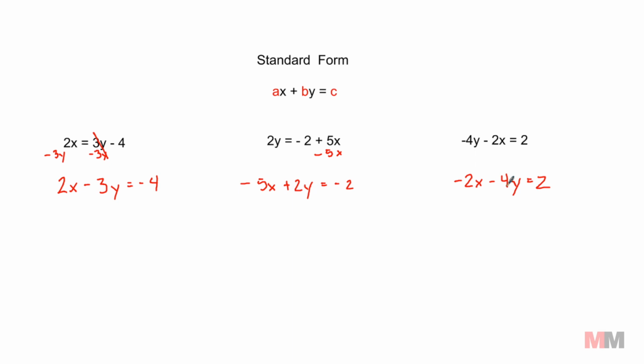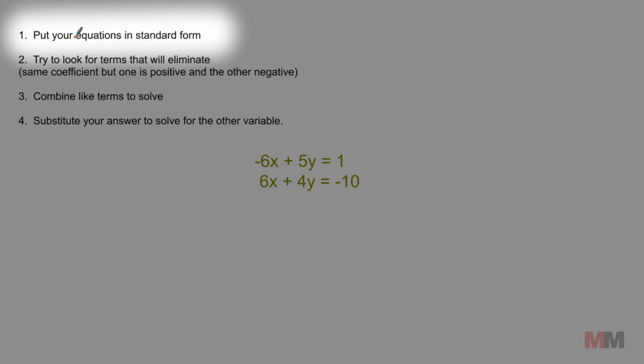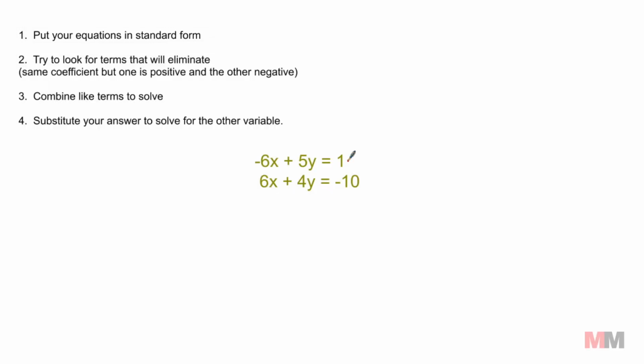So now that you know how to put that in standard form, let's apply it to elimination. On the top left, I showed you step by step how to solve this. So number one, and here's the checklist, put your equations in standard form. Put both equations in standard form. If you look at the first one, it is in standard form. You don't even have to touch it. And if you look at the second one, it is also in standard form. You don't have to touch it. So that's done. Let's move on to the next step.